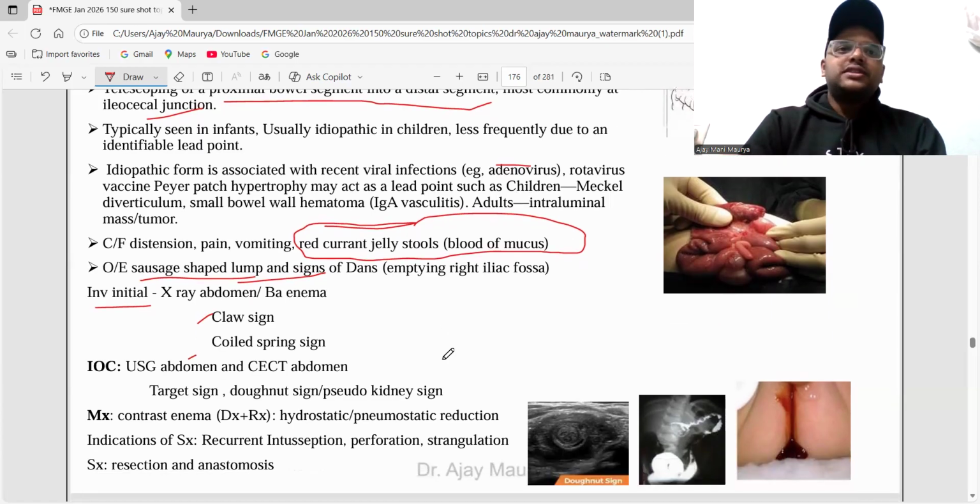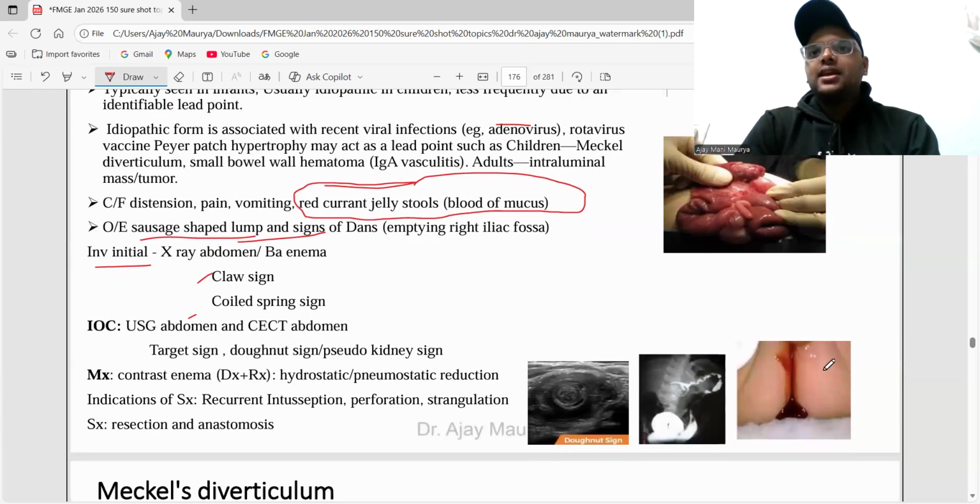On the ultrasound and CT, there is a target and a donut sign. There is a pseudokidney sign here. This is the red currant jelly stool. This is the crescent sign on the X-ray. You will see that this is the donut sign, and this is our target sign.